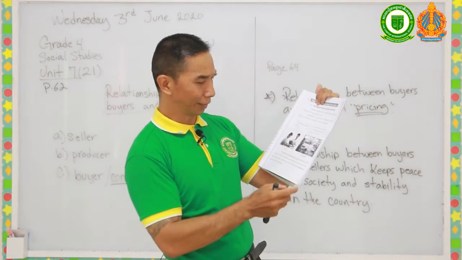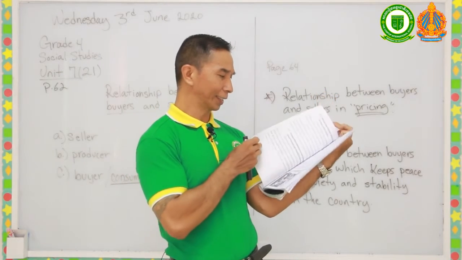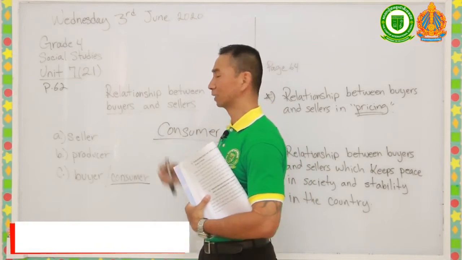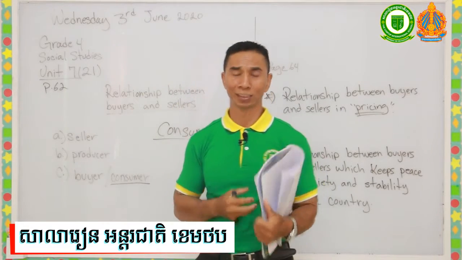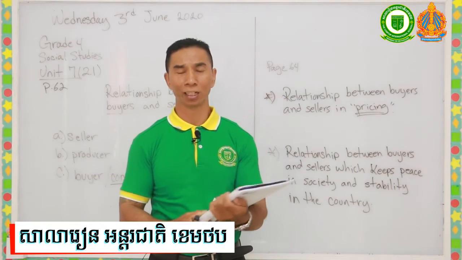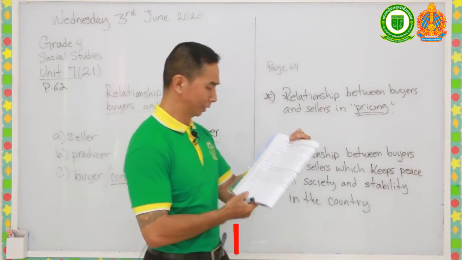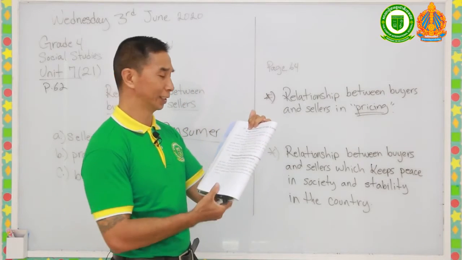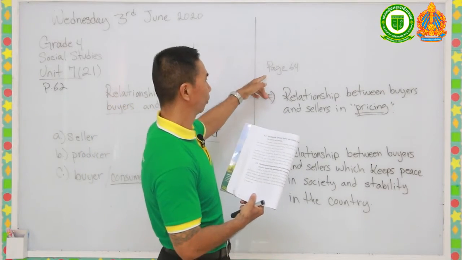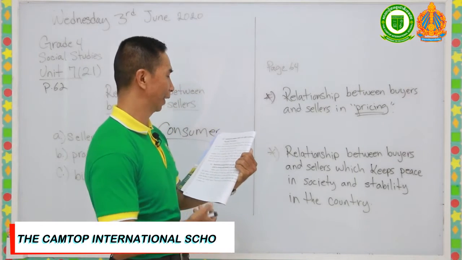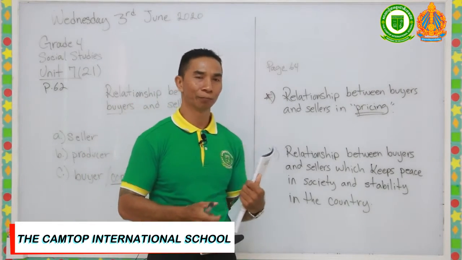As you can read through your text on page 63 and 64, it will explain all about buying and selling. Also, we will discuss this through our communication on Telegram and Zoom for further understanding. Okay, on to our next page, on page 64 of this unit. Page 64 talks about relationships between buyers and sellers in pricing and goods and services.